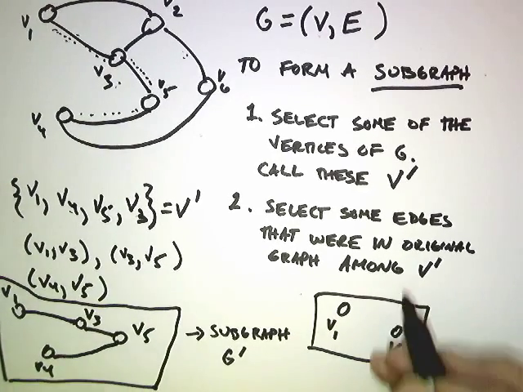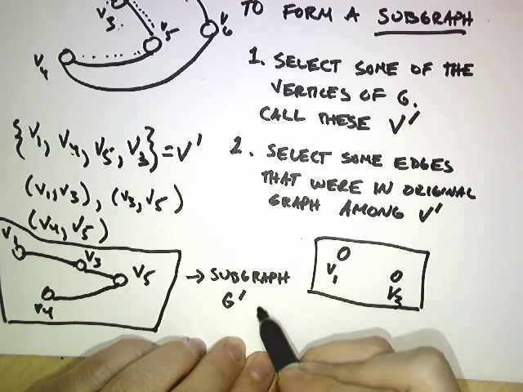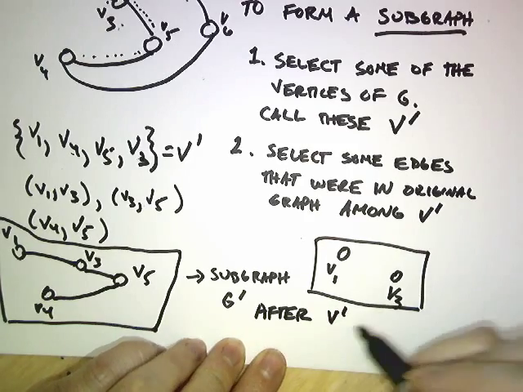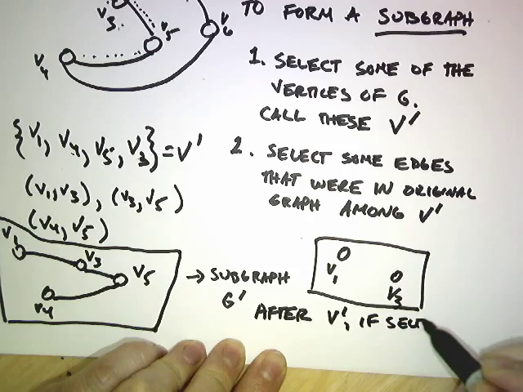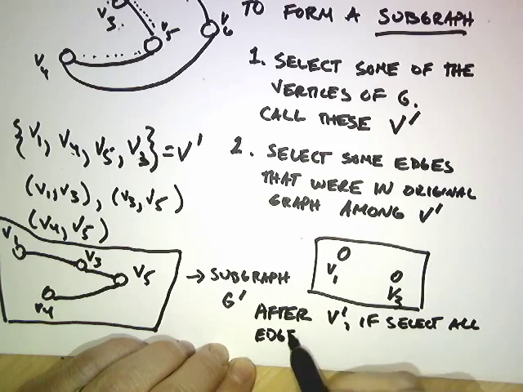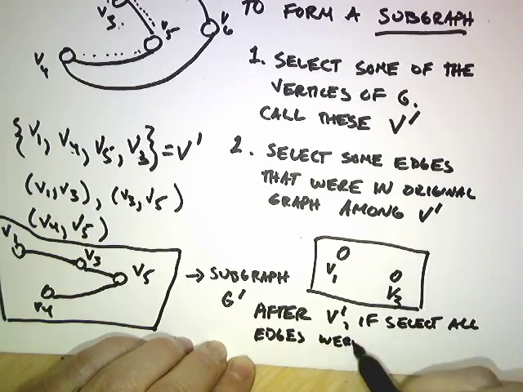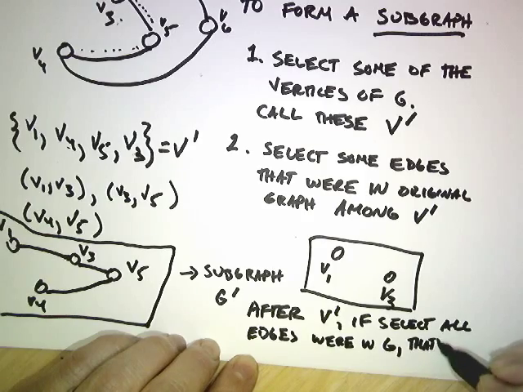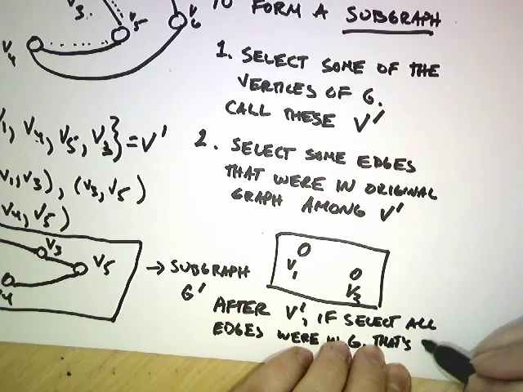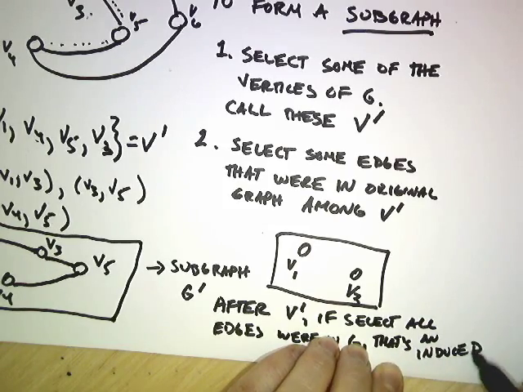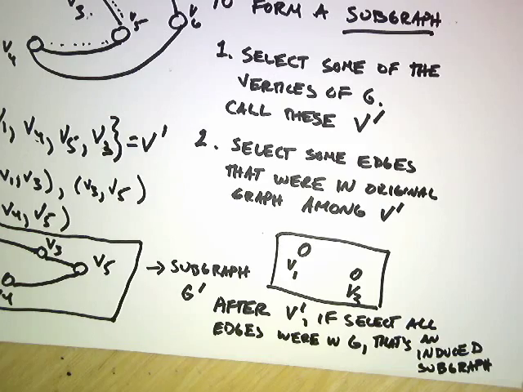Now often it's said that after forming V prime, if you select all the edges that were in G, then that's an induced subgraph. So I'll just write induced subgraph. So that's an induced subgraph.